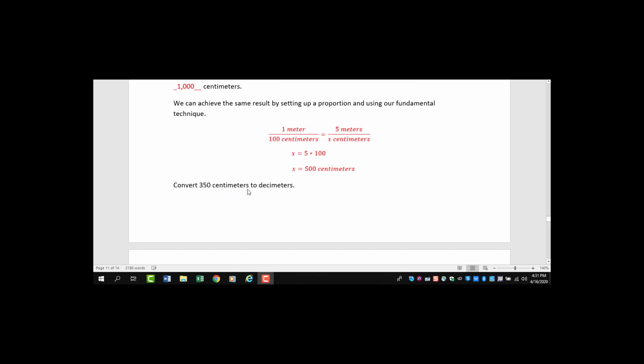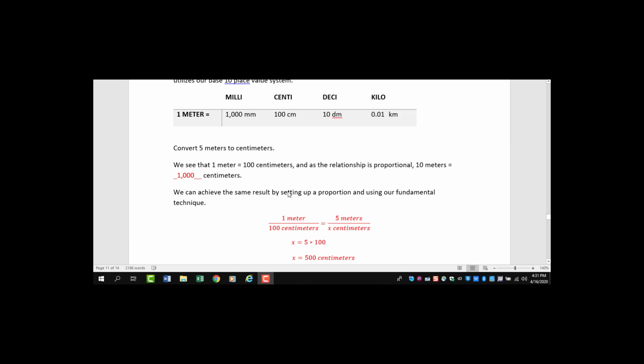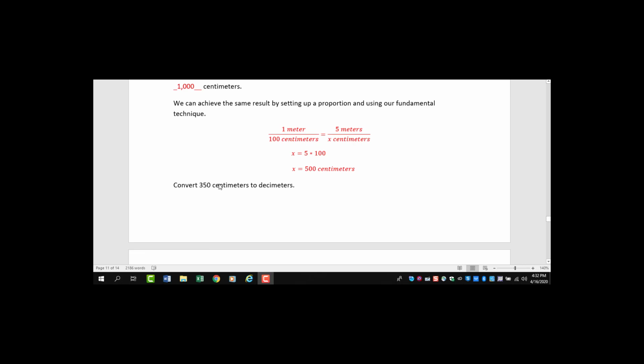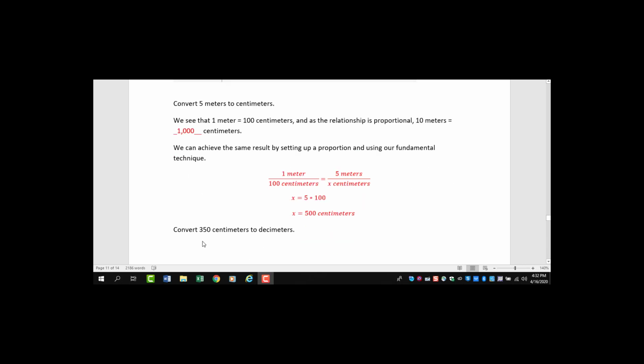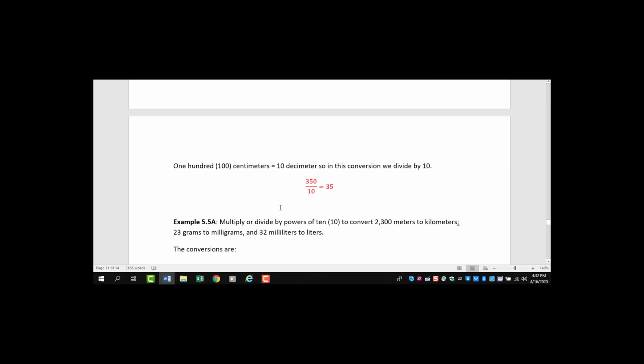Convert 350 centimeters to decameters. So from here to here, how do you go? Divide by 10, right? So this should just be divide by 10, which should be 35. So that's what you've got to do in your head. There's the conversion, 35 divided by 10. It moves the decimal 1 place.